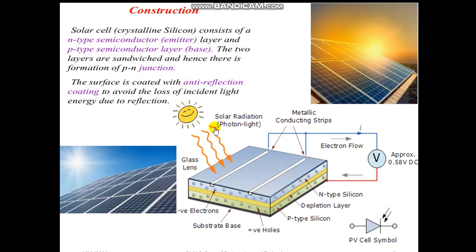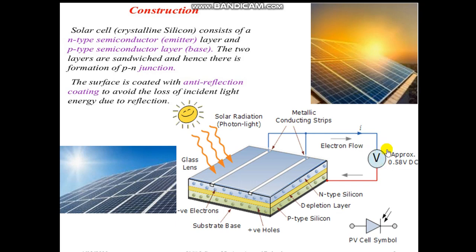Whenever light passes over the p-n junction, the electrons from the n-type silicon and holes from the p-type silicon recombine, and because of this the charge carriers move in either direction, and you get a current flow through the path. Electrons move from n-type silicon to p-type silicon, and so electric current is produced. These metal strips are connected with wires in order to get the electron flow, and from this electron flow we can get electricity.